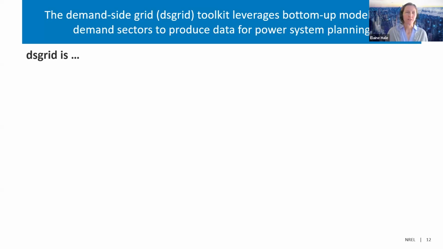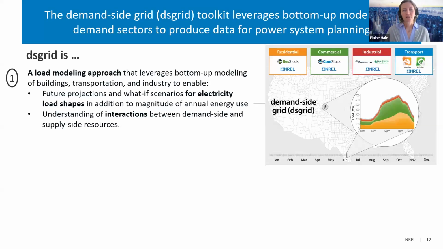So I just want to give a quick description of dsgrid, and then we'll go into each of these aspects in more detail. But the main idea of dsgrid is to leverage bottom-up modeling of demand-side sectors to produce data for power system planning. And we're doing this and helping others do this in three basic ways. First, we here at NREL as a research team have developed a load modeling approach that lets us do this and has let us create future projections and what-if scenarios for electricity load shapes. And it has also let us do research into interactions, especially between demand-side flexibility and what's happening on the bulk power system side.